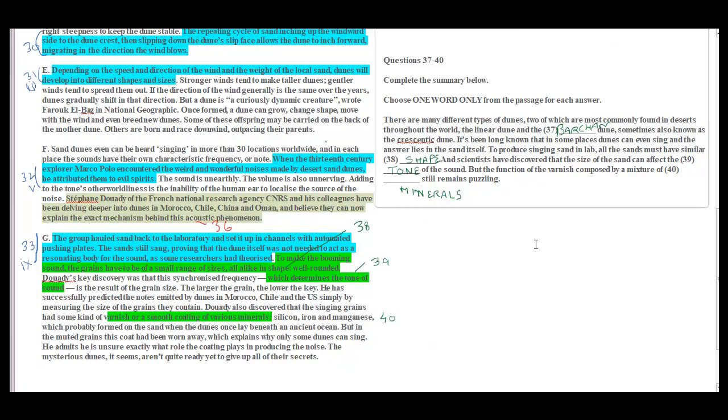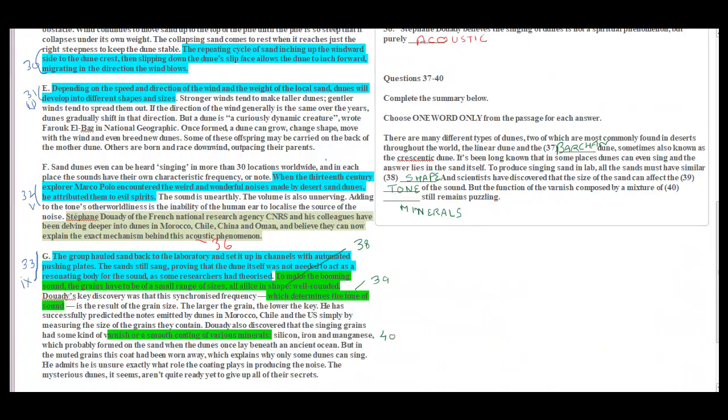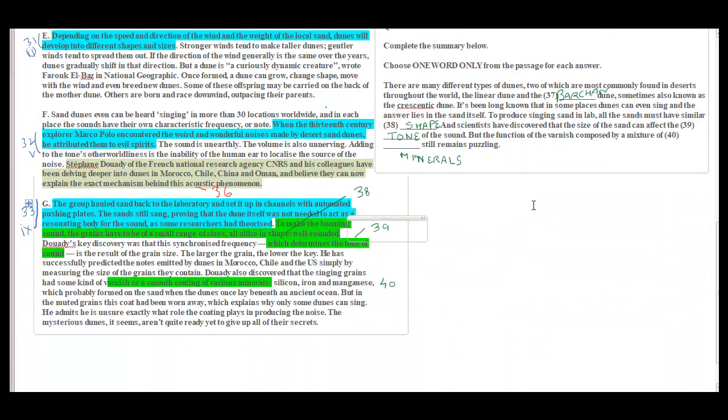Moving on to next question, that is the G part, that is paragraph G, and the question is 33. Here, in the first three lines that's given, the group hauled sand back to the laboratory and set it up in a channel with automated pushing plates.